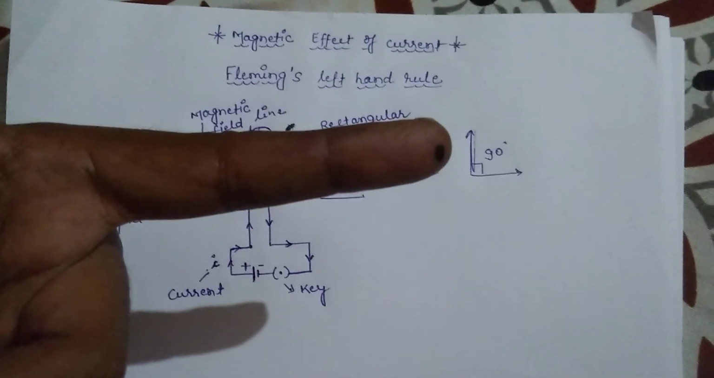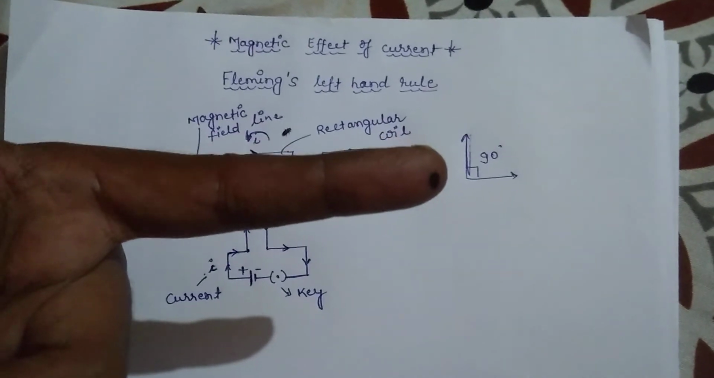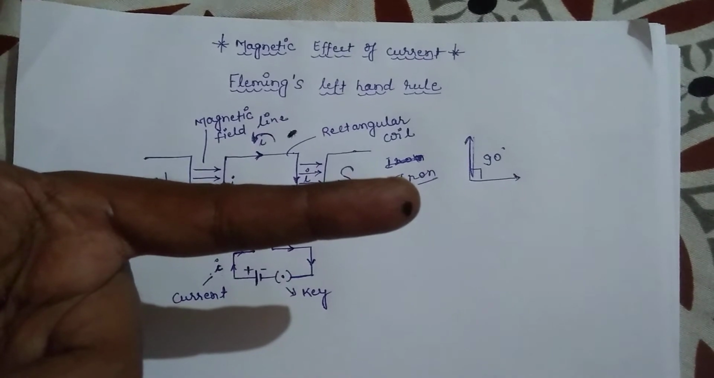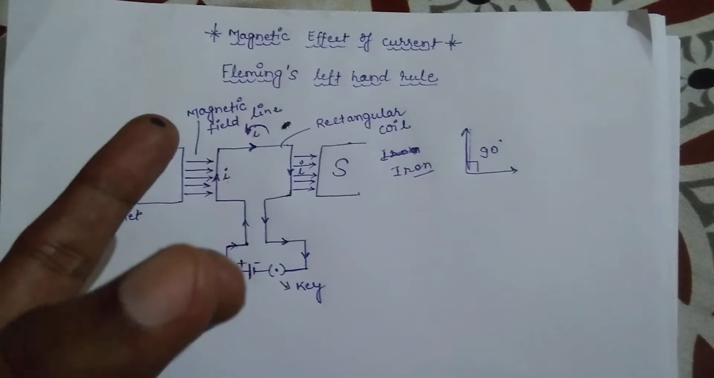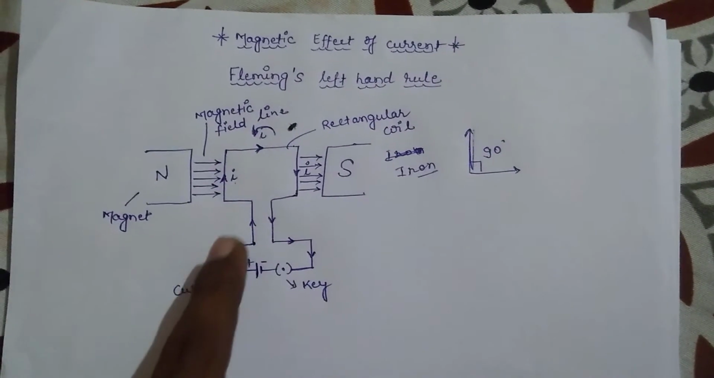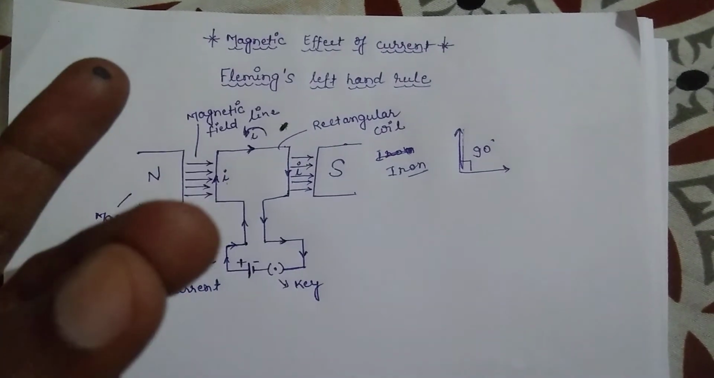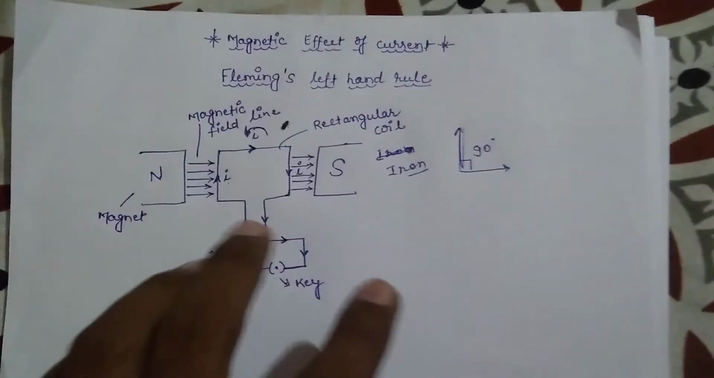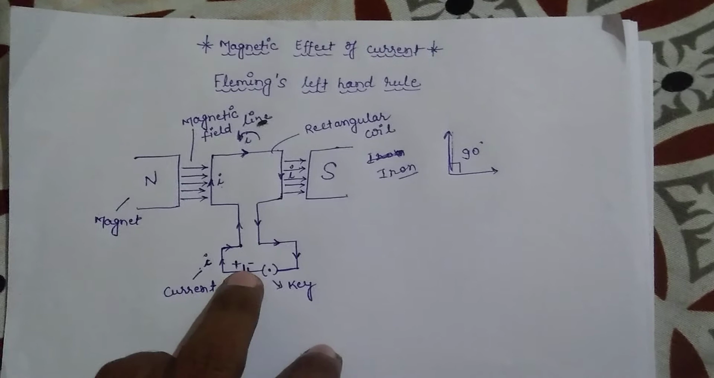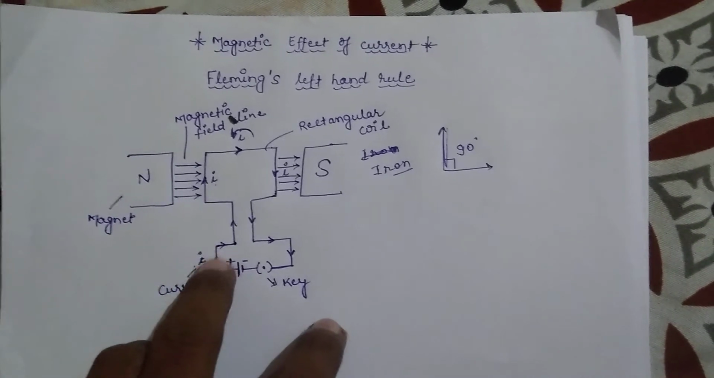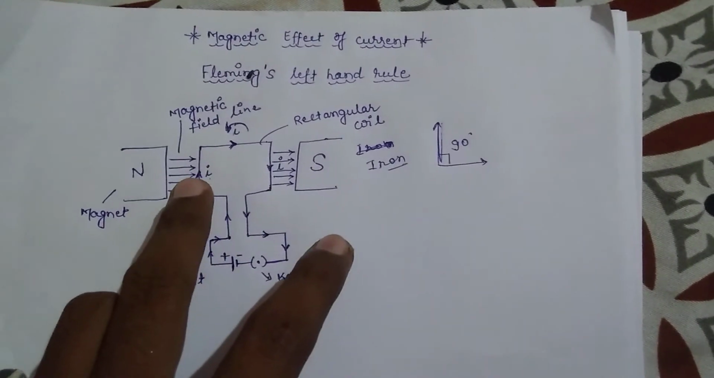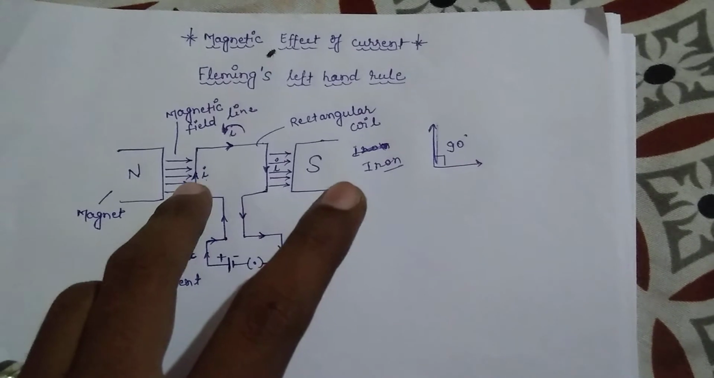So stretch your forefinger in the direction of the magnetic field line. And stretch your middle finger in the direction of current. Current moves from the positive terminal to the negative terminal. This is the conventional direction of current. So denote your middle finger in the direction of current.